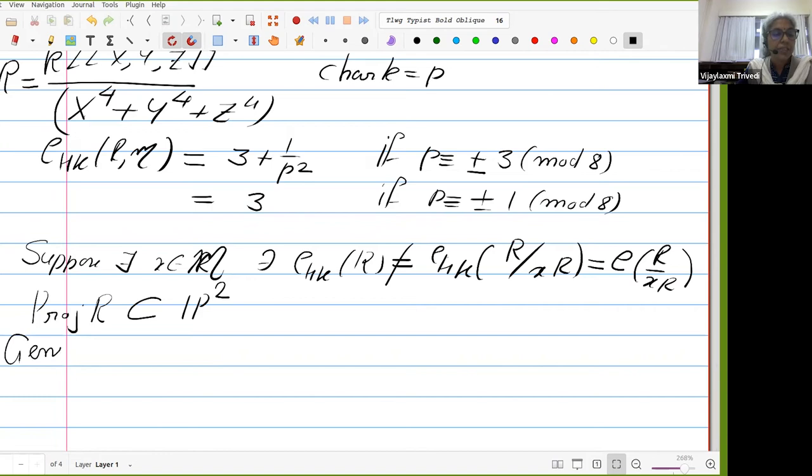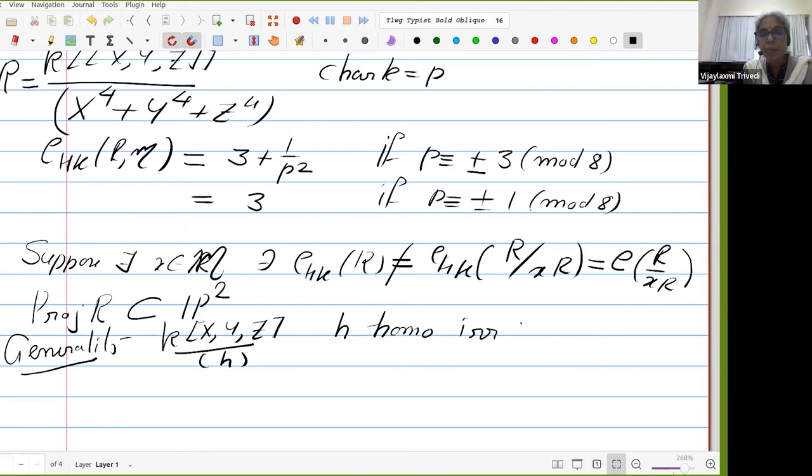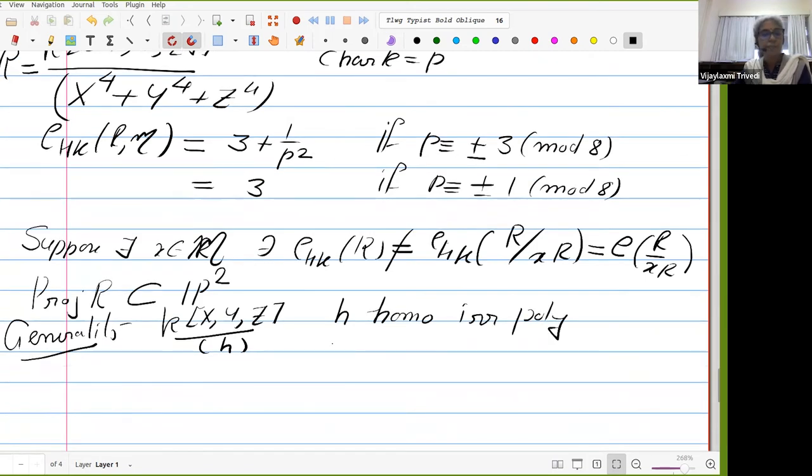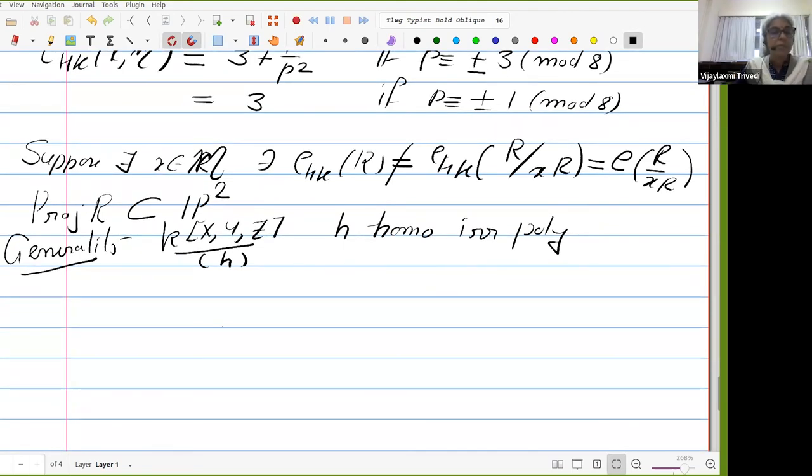So, slightly more generality, not the example of Monsky. You take K[X,Y,Z] modulo H, where H is a homogeneous irreducible prime polynomial. Then the theory is the following. Suppose the degree of H is D. Sorry, D we have been using for the dimension of the ring, so here I'm using D for the degree of the polynomial. So the general theory tells me the following. So this is my S, so call it SS.